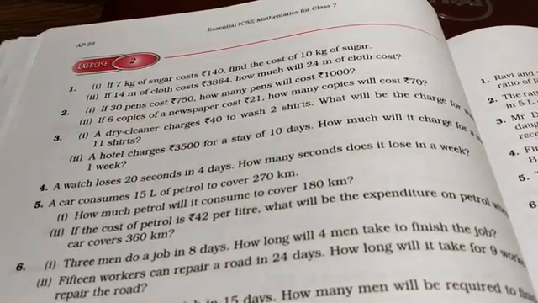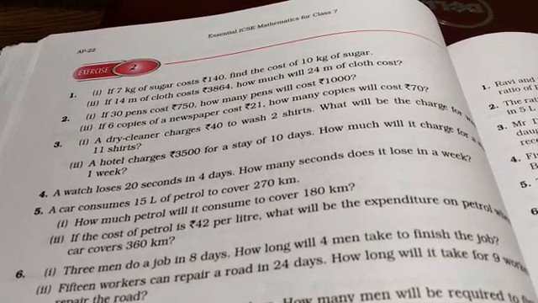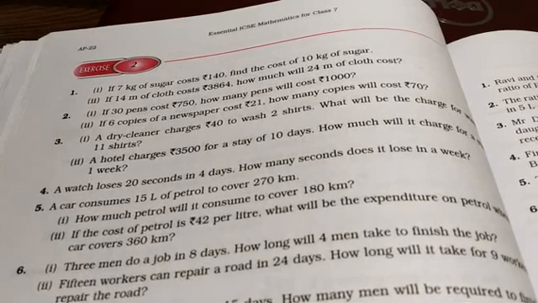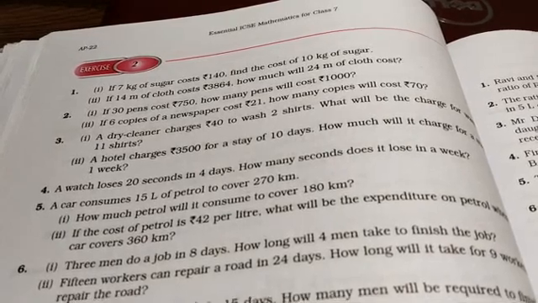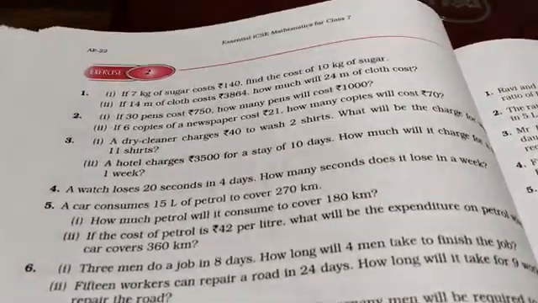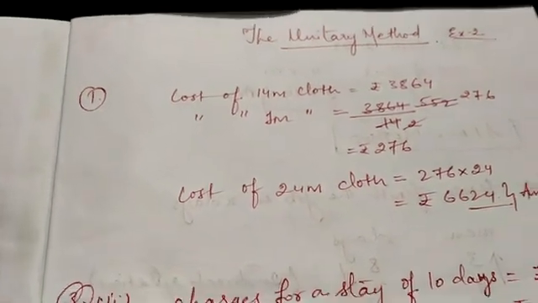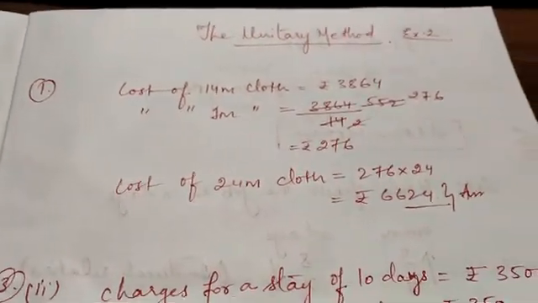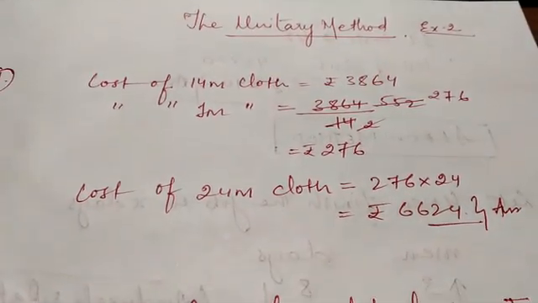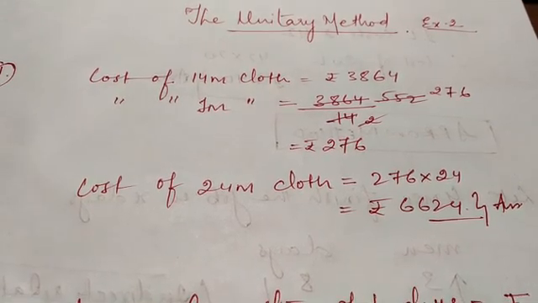If 14 meter of cloth cost rupees 3,864, how much will 24 meter of cloth cost? So what is given? The cost of 14 meter of cloth, and they are asking to find out the cost of 24 meter of cloth. So what we have to do is, first in the statement you have to write cost of 14 meter cloth, that is given 3,864.